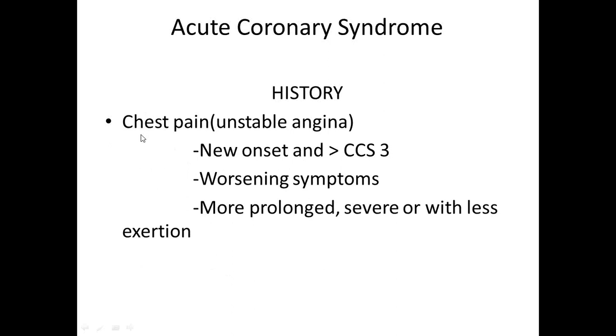Again, when we talk about unstable angina, which is a part of the acute coronary syndrome spectrum, unstable angina: new onset chest discomfort, on the Canadian classification score of 3, worsening symptoms. So they usually have a little discomfort. No, this is much more severe, or it's lasting longer, more prolonged, severe with less exertion. So these are what makes it unstable. Okay, new onset, worsening, more prolonged.